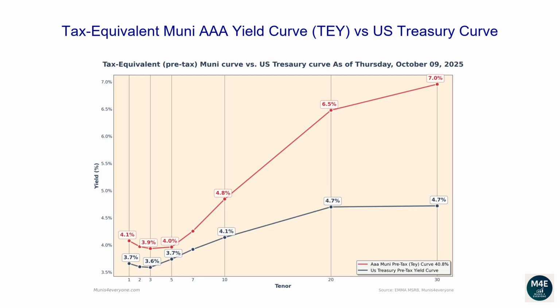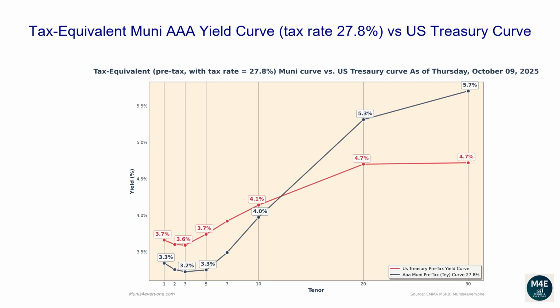For example, if you wanted to buy a 30-year bond, a AAA Muni bond would yield 7.0% compared to a lower yield of 4.7% from a Treasury bond. What if your tax rate, instead of being 40.8%, is for example 27.8%? You may wonder if Muni yields are higher or lower than Treasury yields if you are in a lower tax bracket. As of 2025, a single filer earning between $103,000 and $197,000 would fall in this tax bracket. More on tax brackets later.